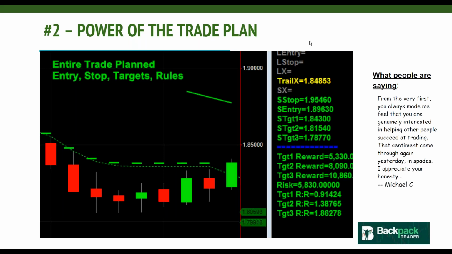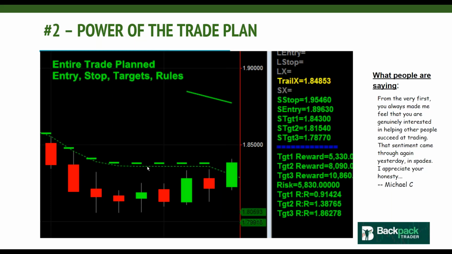All right, so let's get to the power of the trade plan. The power of the trade plan is how you achieve what I just showed you. You define a set of rules and then you prove it. And now the rules are defined. Plan your trade, trade your plan. Every single trade is completely planned with a proper strategy. You can see the entry, the stop, the targets. You know what your reward is. You know what your risk is. You even know what your risk-reward ratios are.